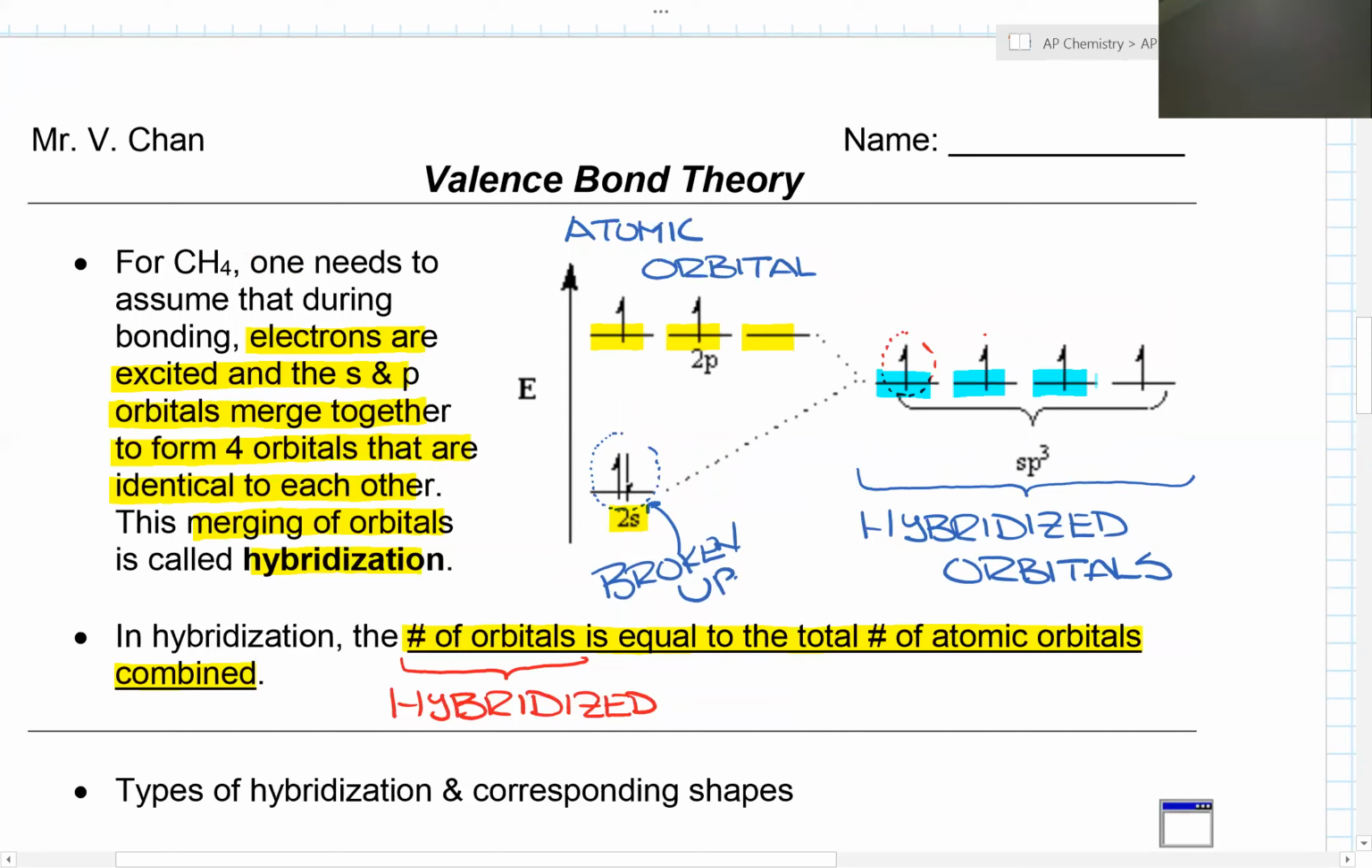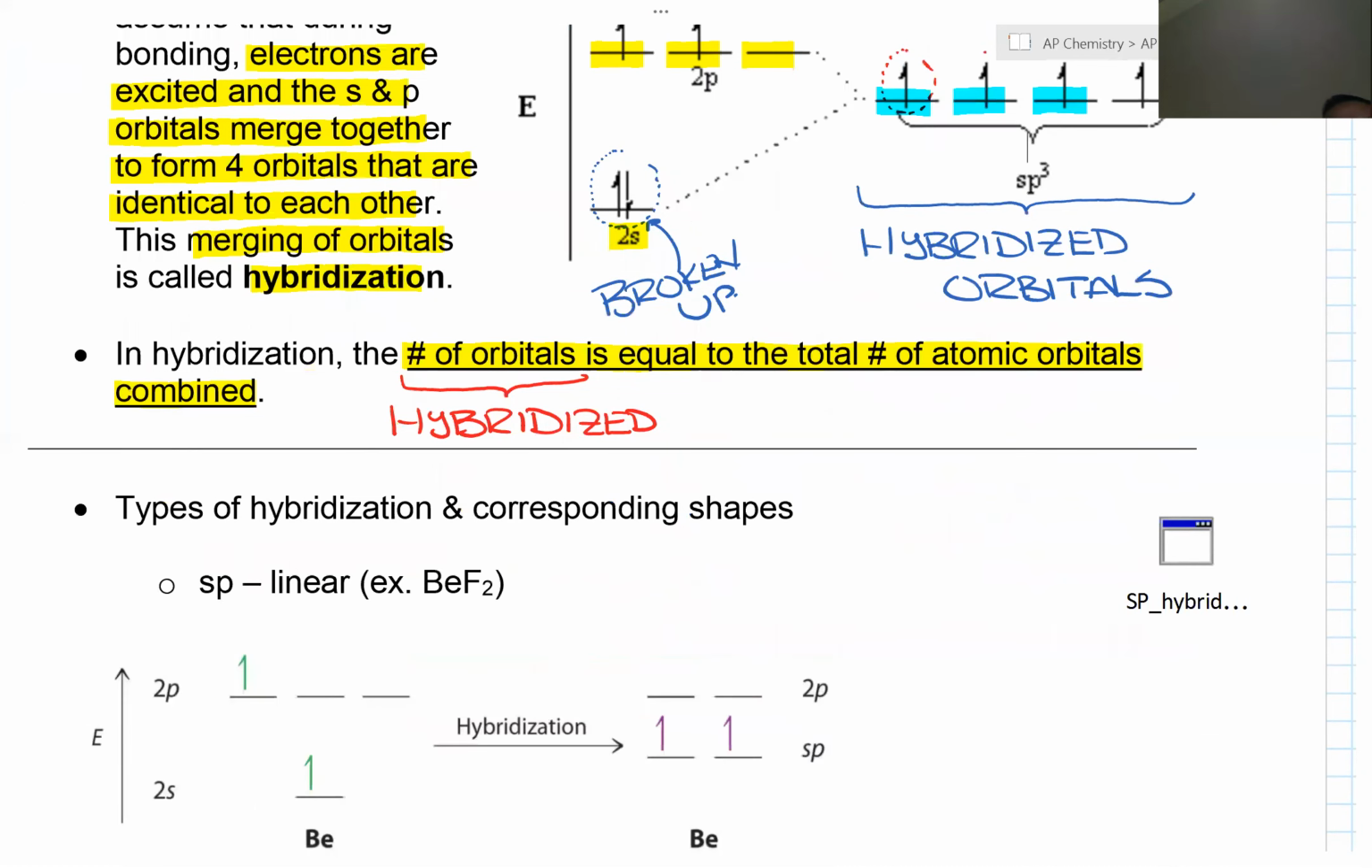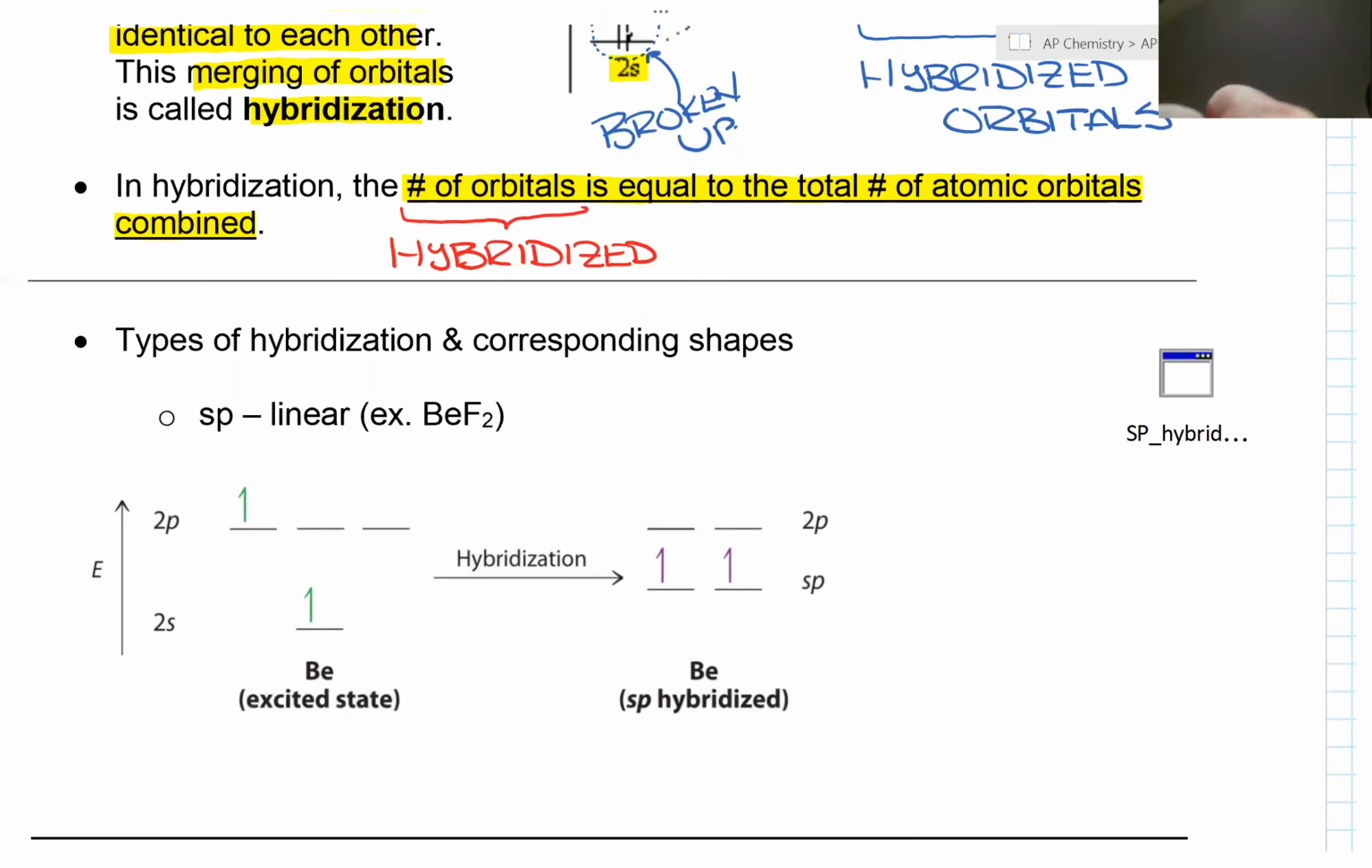And this is why it's called the sp3 hybridized orbitals, because you took the s and the 3 p orbitals from the atomic orbitals and joined them together. Now, the types of hybridization and corresponding shape. Depending on the hybridization, it corresponds to the shape of the molecule. So when you have an sp hybridization, that's a linear shape.